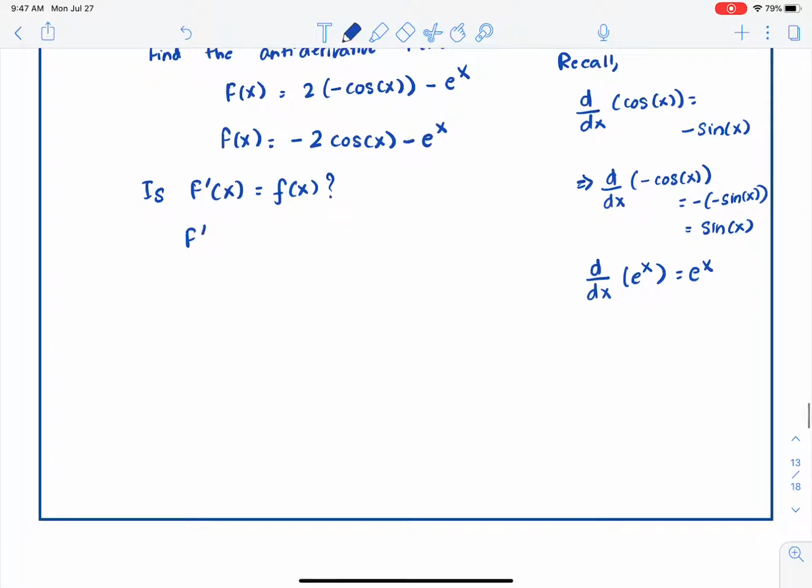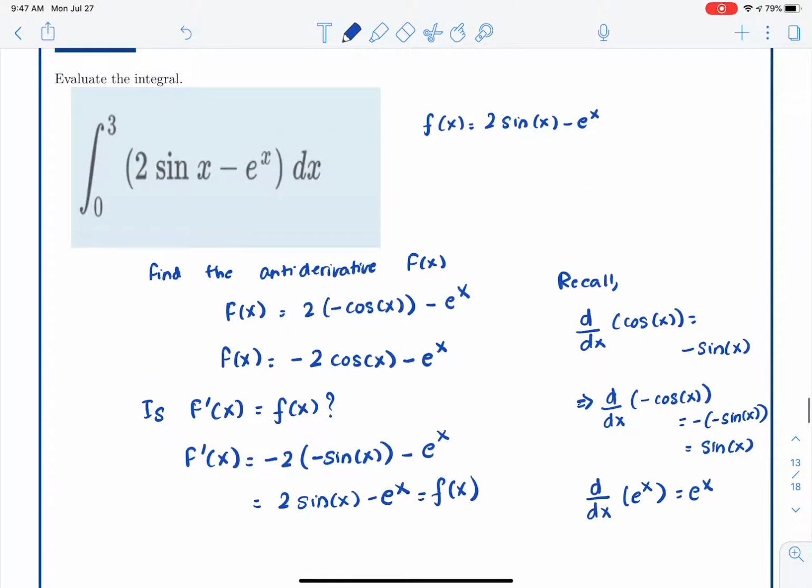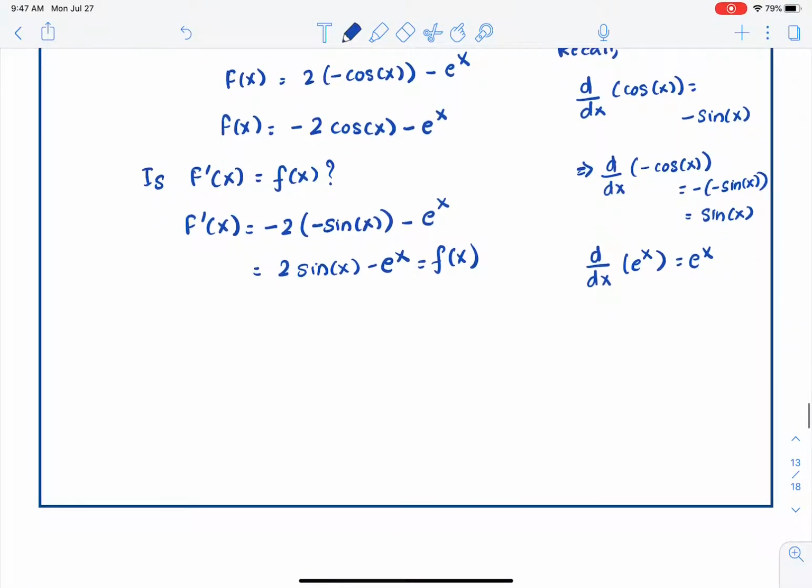Take the derivative of F of x. Minus 2, derivative of cosine x is minus sine x, minus the derivative of e raised x is e raised x. We get 2 sine x minus e raised x. Does that match f of x? It does. That's what we started with, 2 sine x minus e raised x. So we have the correct antiderivative.